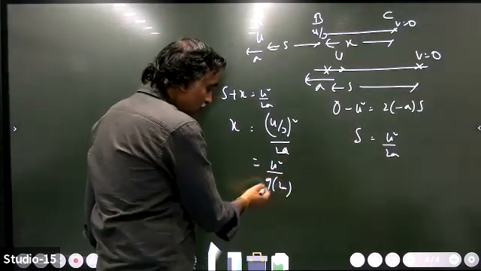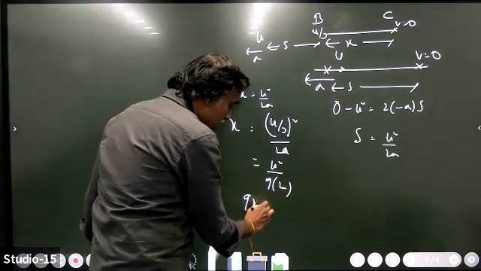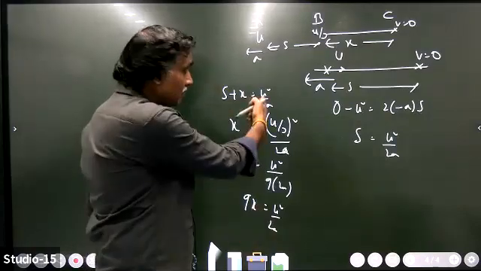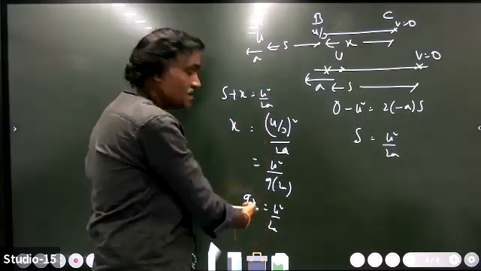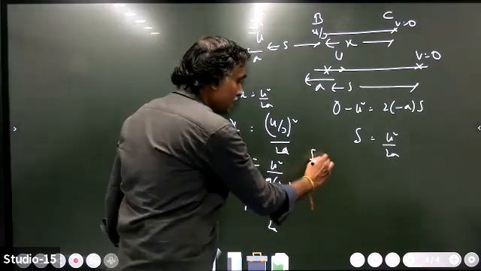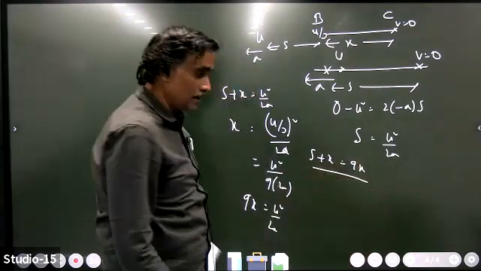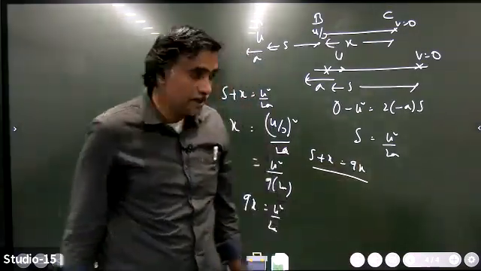If you bring this 9 to LHS, what happens? 9x equal to u square by 2a. Here, what is the RHS? u square by 2a. Here also u square by 2a. So the LHS should be the same. So s plus x equal to 9x. From here, 8x is equal to s. x is equal to s by 8.